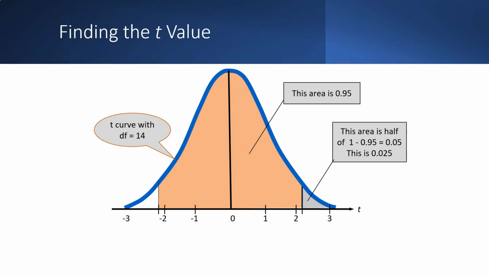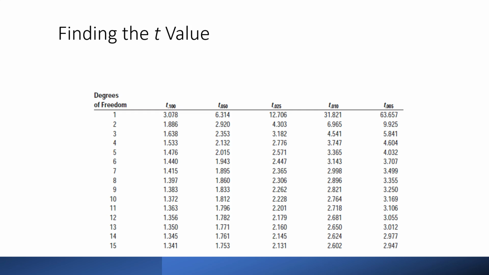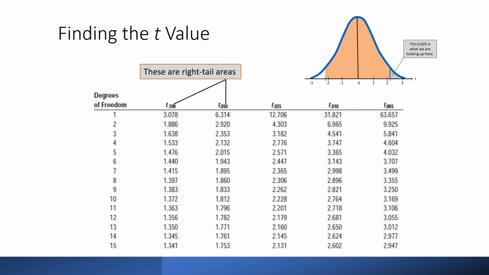The way I find my t-value is I go to my t-table. I read the top saying that these are going to be the areas that are in the right tail. So what that means is we're looking for that gray area in the upper right hand area. And then I go down to 14 degrees of freedom and match it up with the t 0.025 to get the t statistic of 2.145.